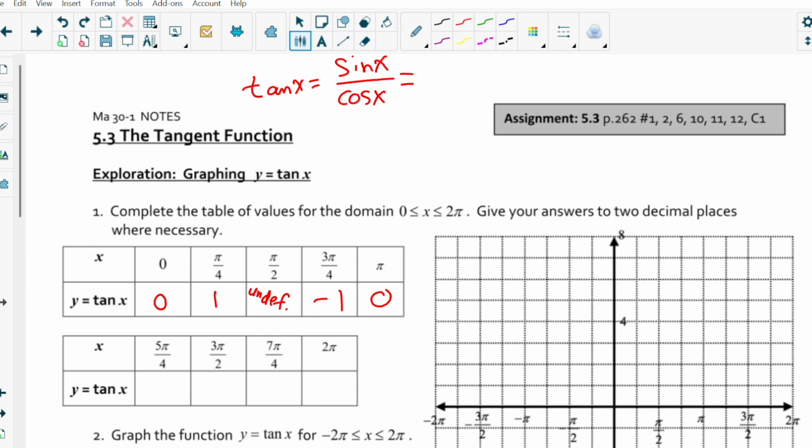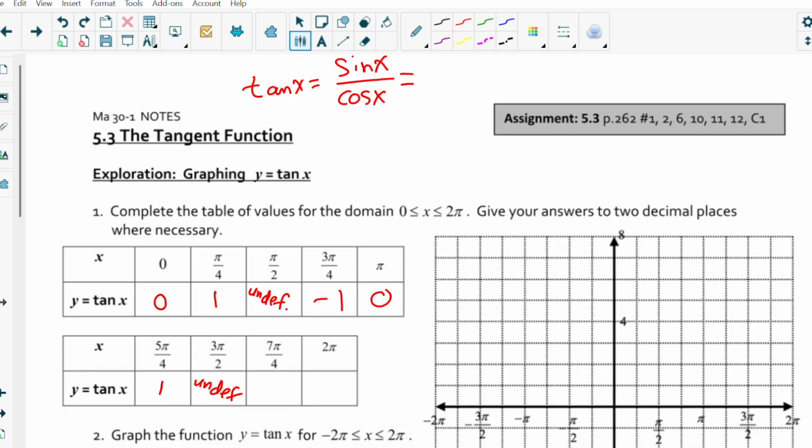Okay, 5 pi over 4, that is over in quadrant 3. The tangent ratio is going to be positive because now both the sine and the cosine ratios are negative. Negative square root of 2 over 2 divided by negative square root of 2 over 2 is positive 1. 3 pi over 2, a quadrantal angle: sine of 3 pi over 2 is negative 1, cosine of 3 pi over 2 is 0. So I have undefined again.